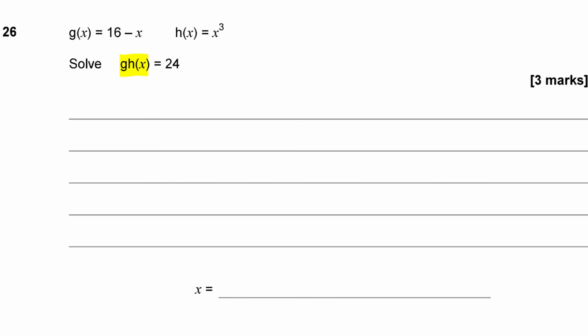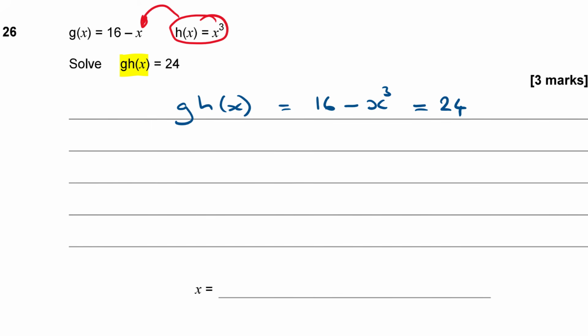We need to take this equation here for h of x and put it in where the x appears in g of x. So we're going to take our value of x, we're going to cube it, and then we're going to take it away from 16. That's basically what's going to happen, isn't it? So let's do that then. Let's just sub that in. So gh of x then is going to be 16 minus x cubed. Now we're told that that is equal to 24. So what value of x makes that true?